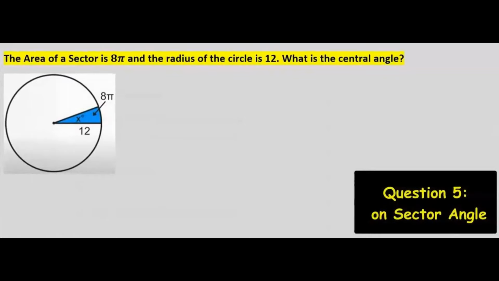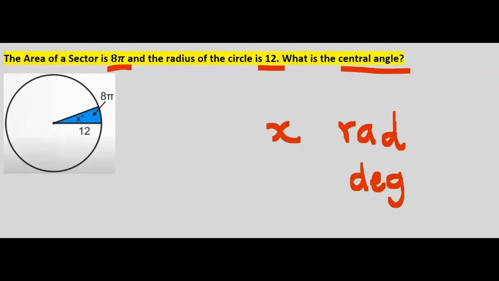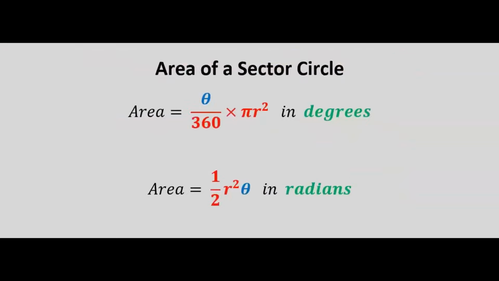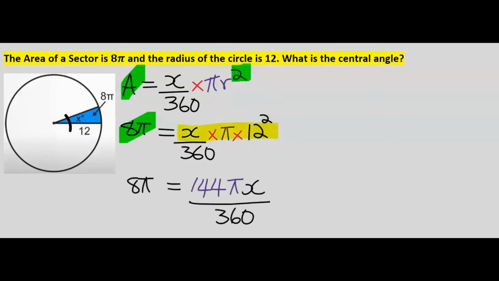The area of a sector is 8 pi and the radius of the circle is 12. What is the central angle? Here we have a sector, and here we are not sure if x is in radians or in degrees. Both formulas will lead us to the answer. Let's try the degrees. The area is 8 pi, while the radius is 12. At the numerator, everything will multiply and you're going to get this. And 360 will multiply at the denominator and you're going to get this.